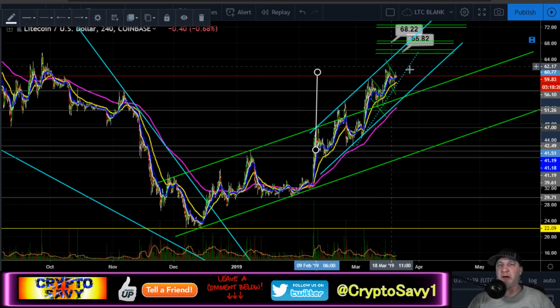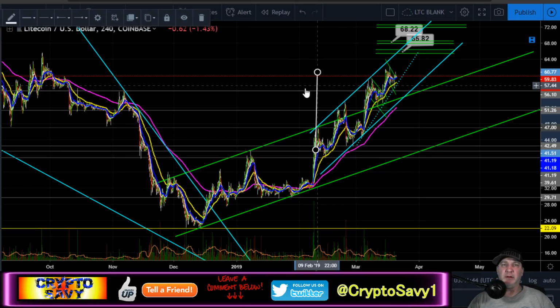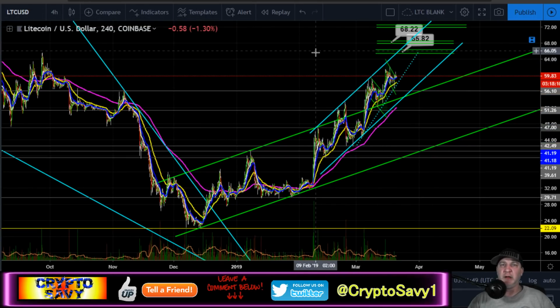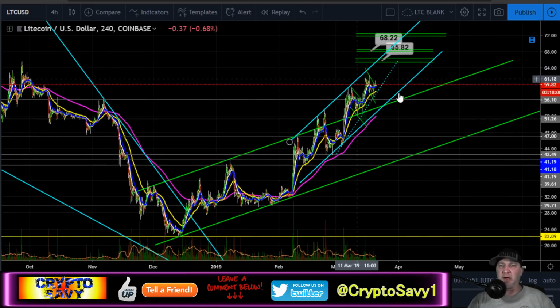Now, could we have topped out here? It's possible, but I do still see another move up, guys. Again, I could be wrong. We could have topped out here and be due for a correction. We'll take a look at where the possible corrections are after we go through the targets here.